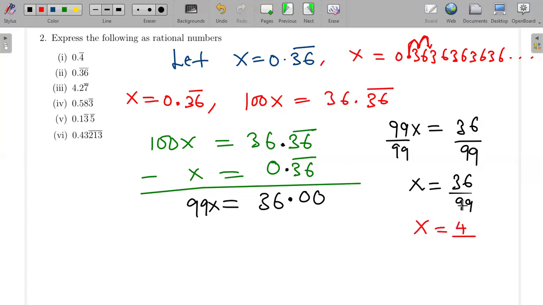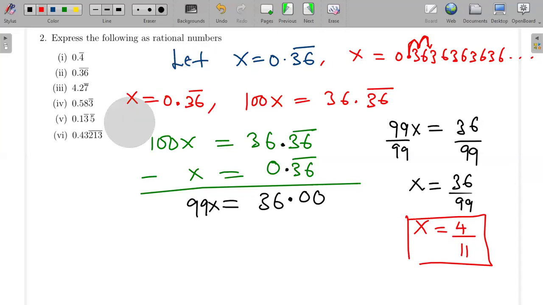And then 9 can go into 99 how many times? 11. So that number 0.36 bar is the same as x over what? 11. In terms of fractions, it's the same as 4 over 11. Right, so we've converted that guy to a fraction.